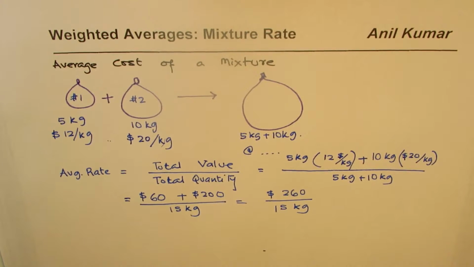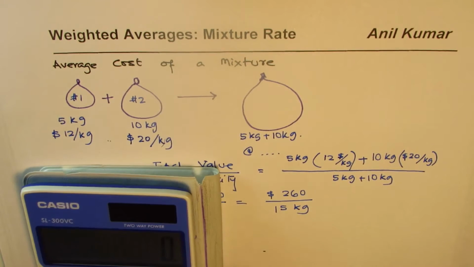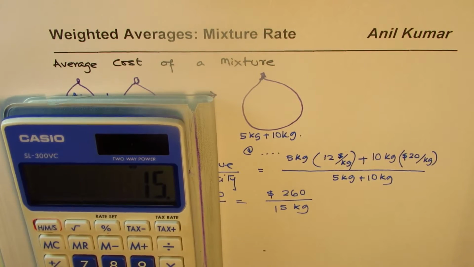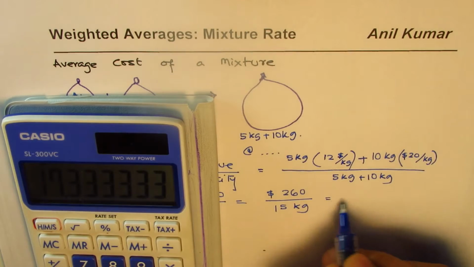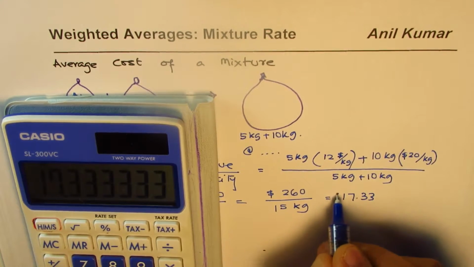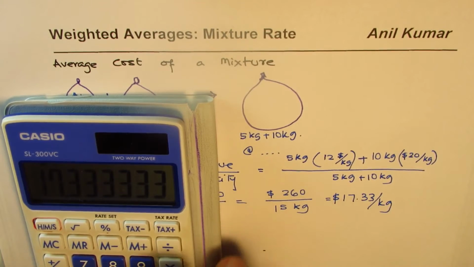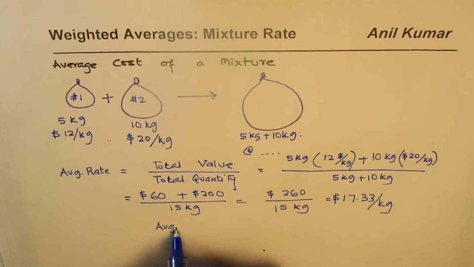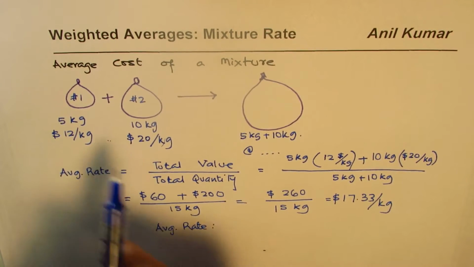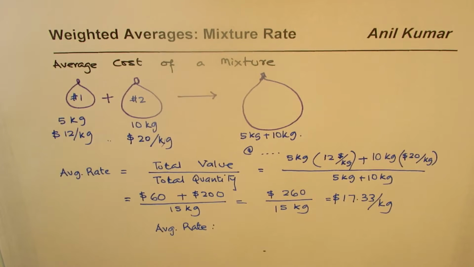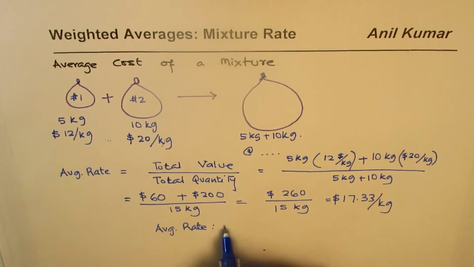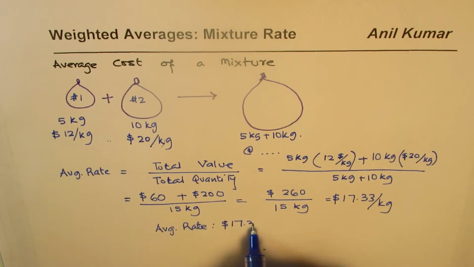Okay, let me use calculator now to find the rate. So we'll write to two decimal places. 260 divided by 15 equals 17.33. So we get $17.33 per kg. Do you see that? So what we observe here is that the average rate is not 12 plus 20 divided by 2, right? It is not 32 divided by 2 is 16. It is higher. It is $17.33, much higher than 16 per kg, correct?